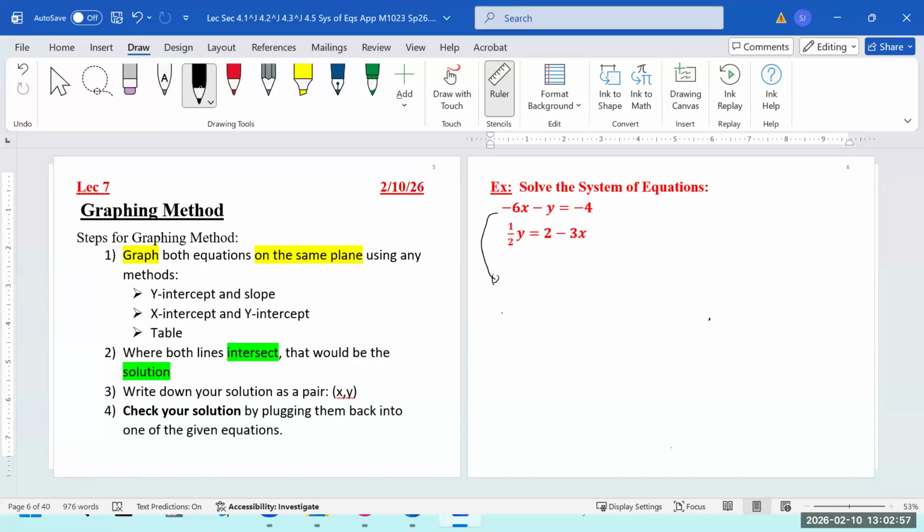Since this is standard form, I would like to use the X and Y intercepts. This is the best for graphing a line in standard form. And for the second, since this is in slope-intercept form, I'm going to use the slope and Y-intercept to graph. In that way, I will refresh your memory for the exam, and then you can pick whatever method you want to use to graph your line during the exam. So first method, X and Y intercept.